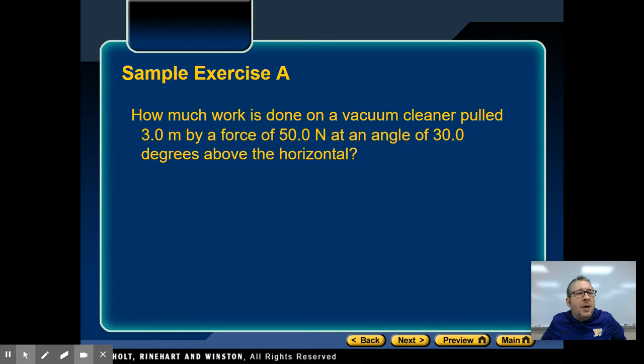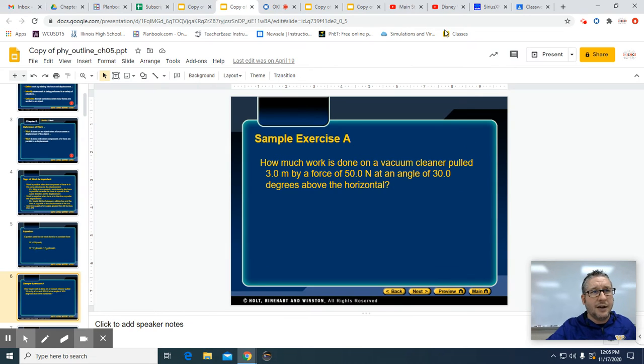Okay, so sample exercise A says, how much work is done on a vacuum cleaner pulled 3.0 meters by a force of 50 newtons at an angle of 30 degrees above the horizontal? Okay, so take an image of what we were given here, and let's jot that down.